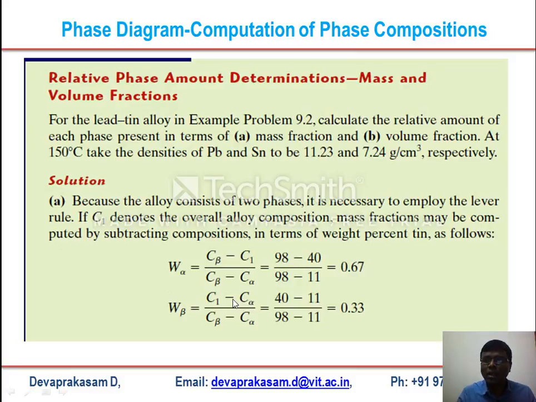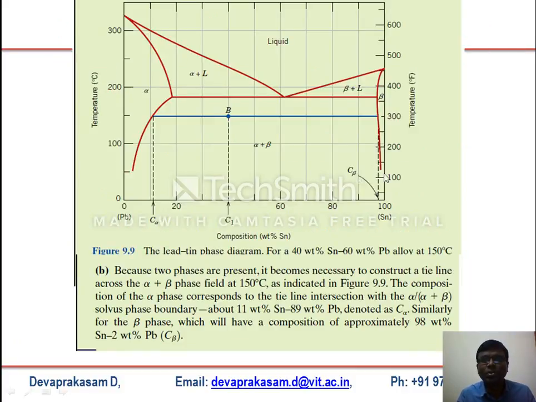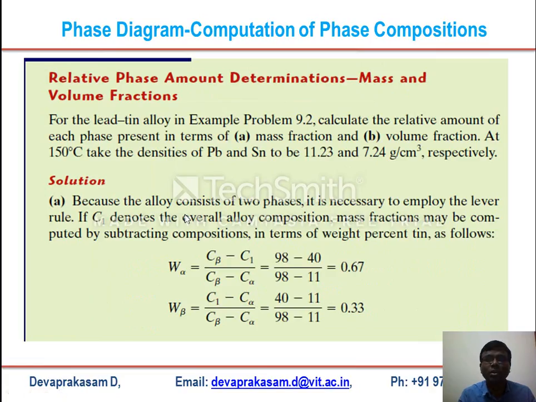So again, if you go back and look at this, you want to find out the mass fraction of the beta phase. Then you have to take this length, C1 minus C alpha, over C beta minus C alpha. That's how you have to do that. So if you look at that, that's 0.33. So at that point, we estimated the mass fraction of the alpha phase and the mass fraction of the beta phase.